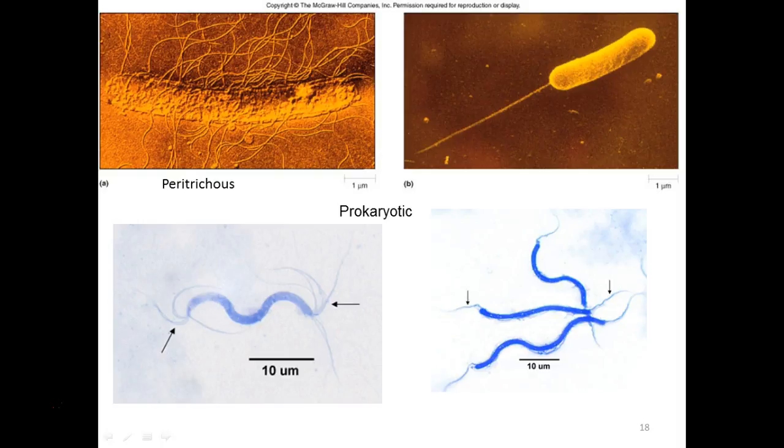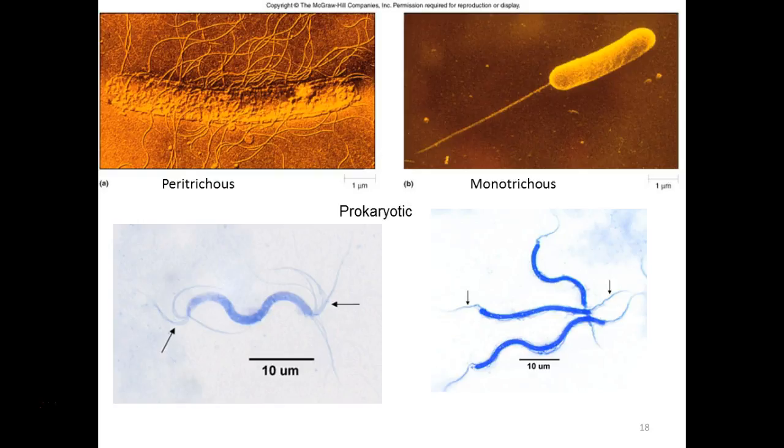This guy, on the other hand, has one single flagellum. So that one is referred to as monotrichous. Mono meaning one. You'll also sometimes see it referred to as being polar, because notice it's at one end, right? The poles are at the different ends of the Earth.